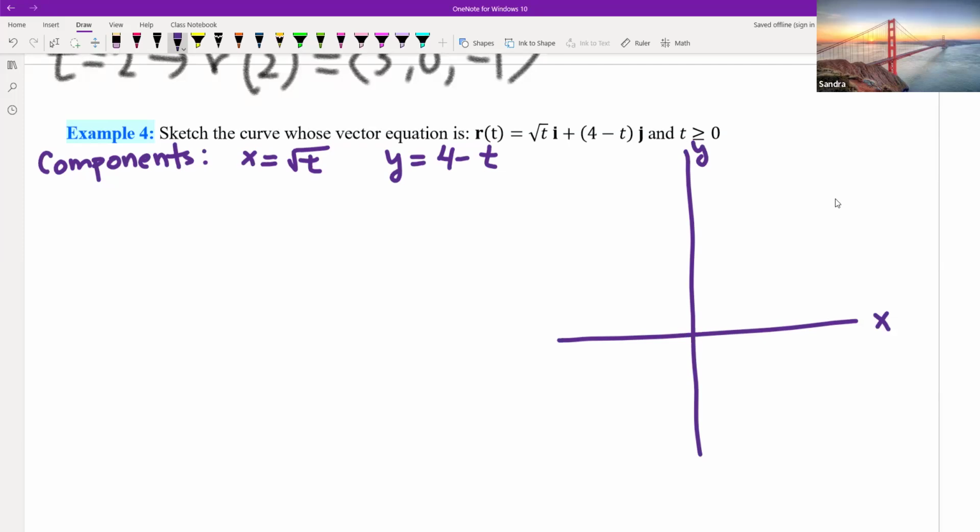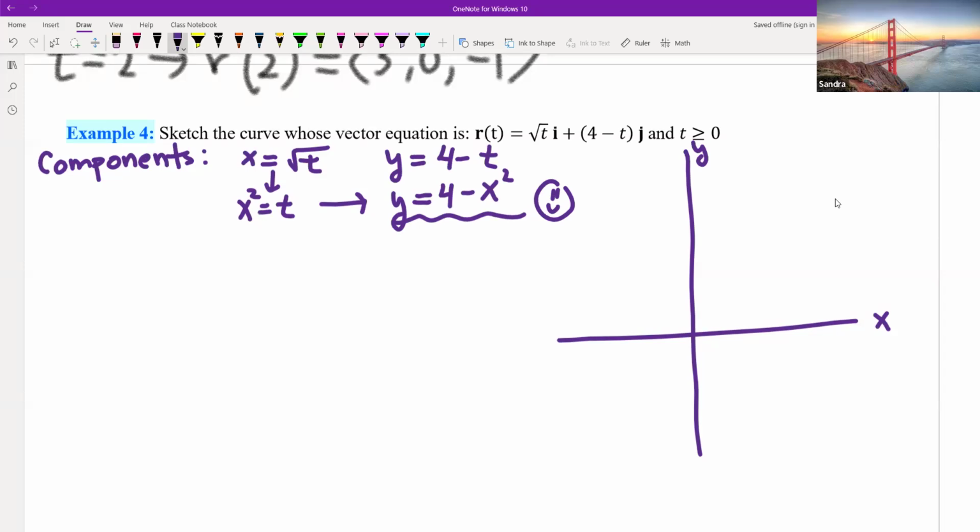Let's go ahead and go back to step number 1. It says go ahead and observe the components. Is it possible to solve for one of the letters? Let's solve for t. So right here we're going to square both sides. Then this will give me x squared equals t. I'm going to come back and plug it in here. So then that is going to give me y equals 4 minus x squared. And this is actually something good because I know what that is. That is describing a parabola facing downward, shifted up by 4 units.